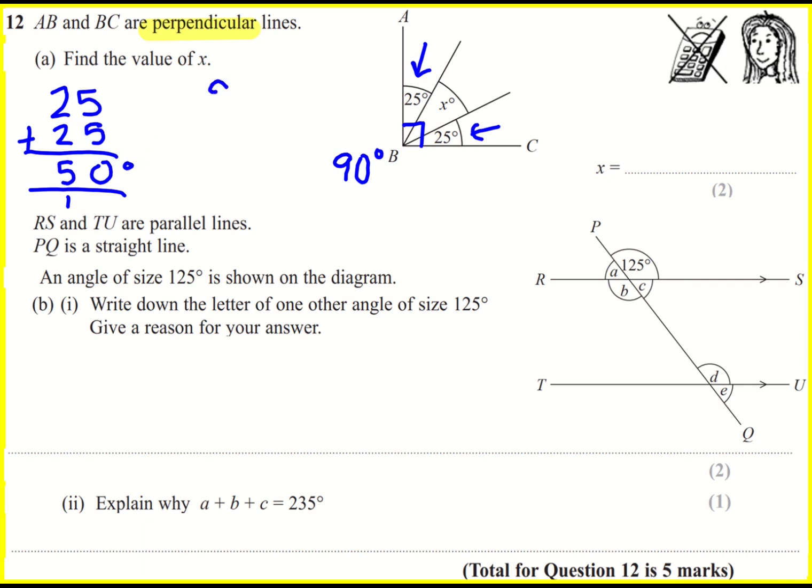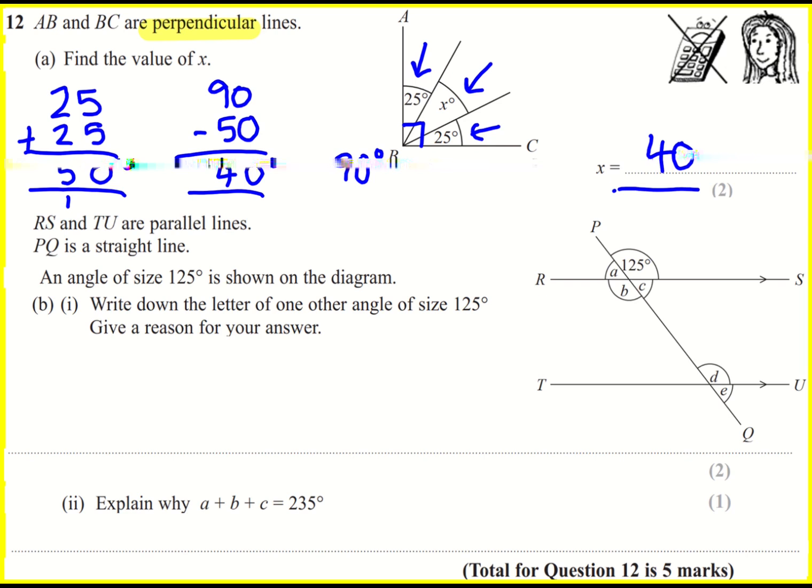And then my next step is to subtract 50 degrees from my 90 degrees, which is what I know the whole thing is. So 0 take away 0 is 0, 9 take away 5 is 4. So 40 degrees is the value of x. Does it look reasonable? Yes, because 40 degrees would be an acute angle, and yes, x is an acute angle. Okay, next part.